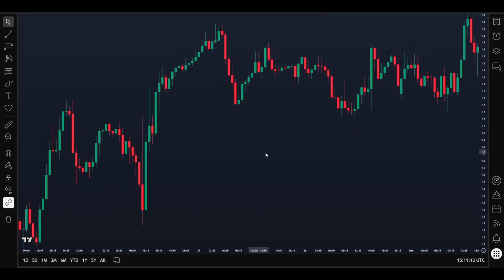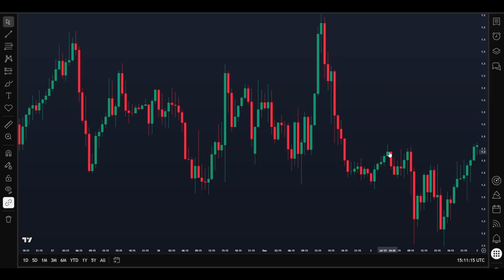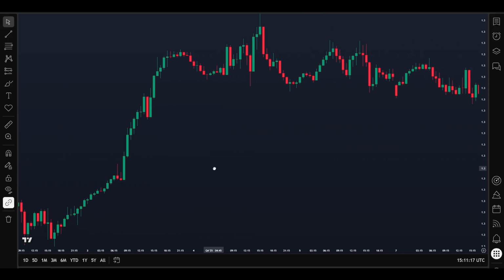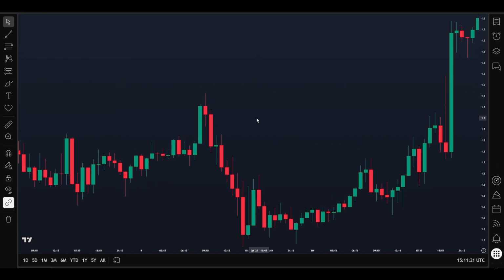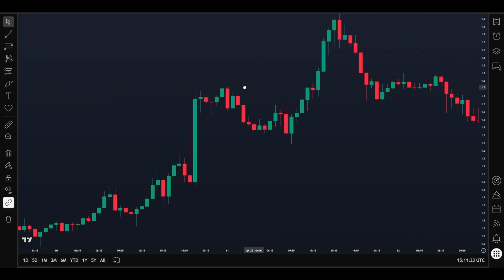Before we start, keep your chart clean and focus on confirmations. This is all about clarity and repeatability. Follow the rules, keep risk fixed, and let the process do the heavy lifting.